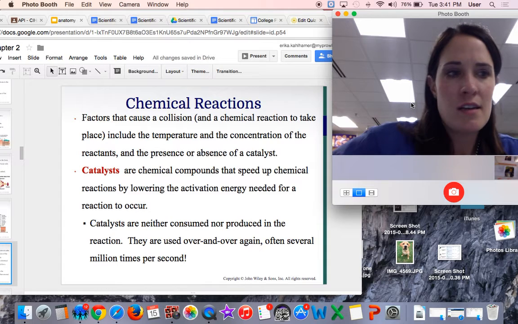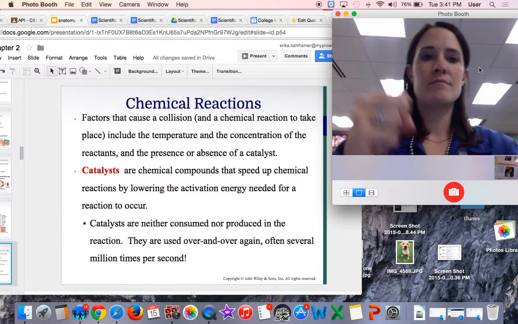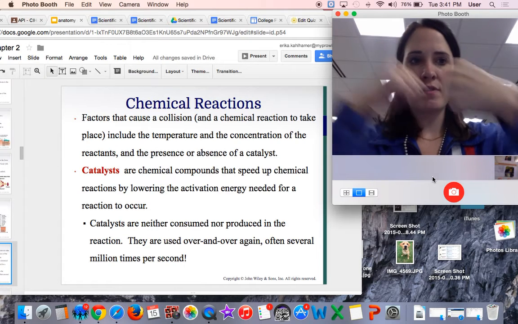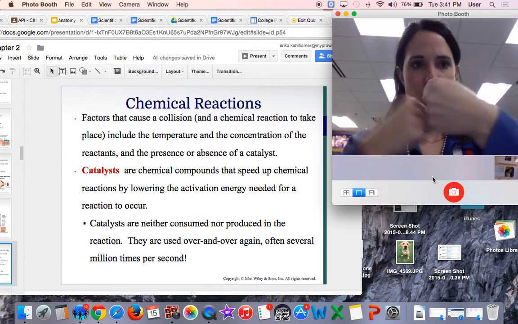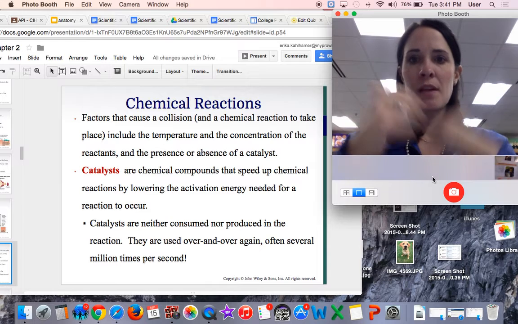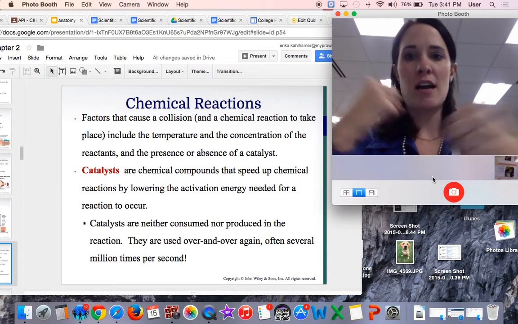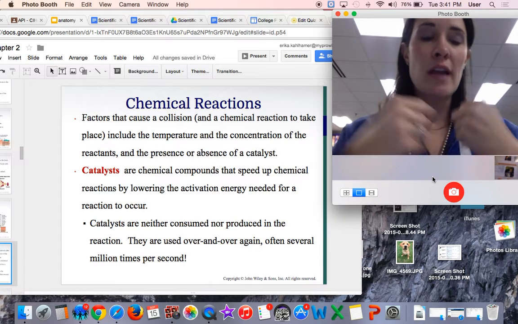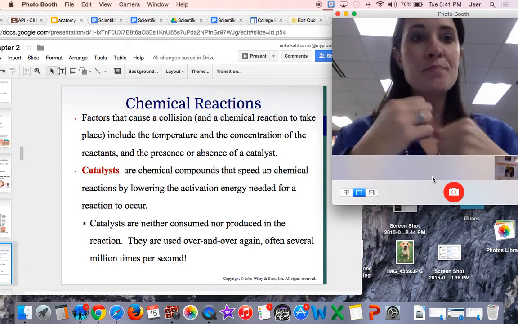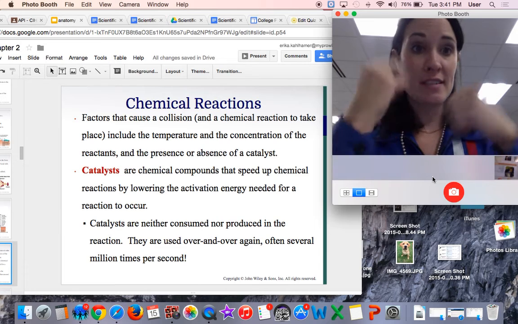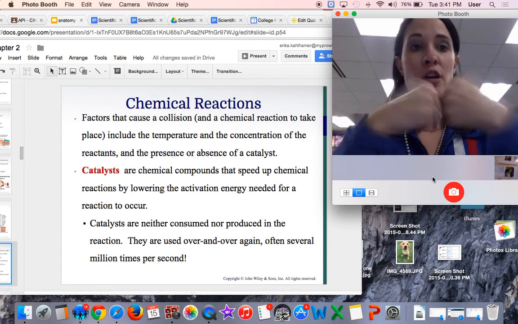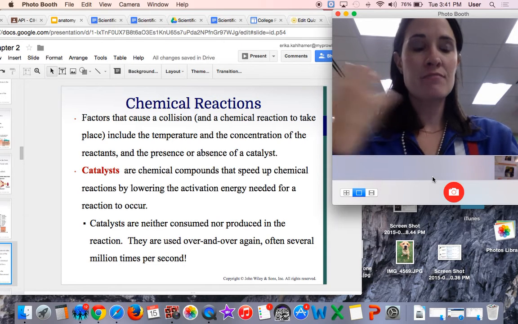Now, things that cause a chemical reaction. So here's atoms flying about, okay? A chemical reaction happens when they bump into each other, in your body. Boom, boom, boom, chemical reaction. So factors that make a collision or a chemical reaction more likely to take place, one example is temperature. If you increase the temperature, these atoms are going to move faster, and they're going to be more likely to react.